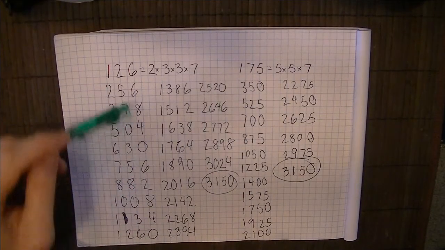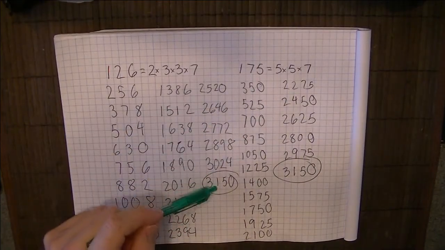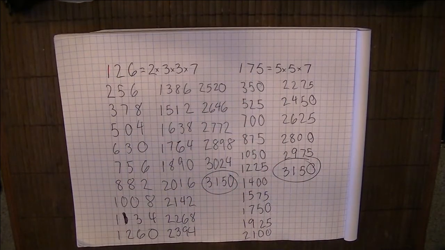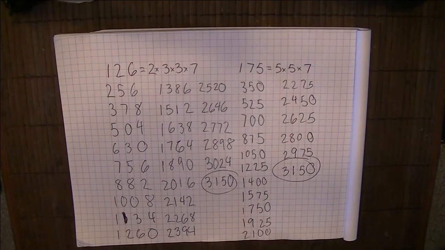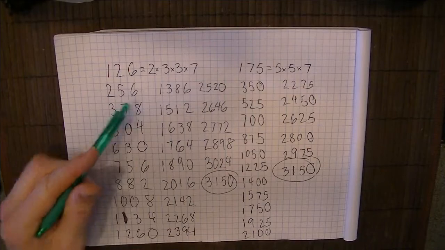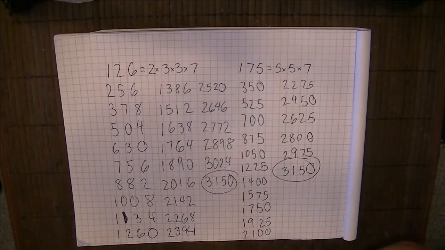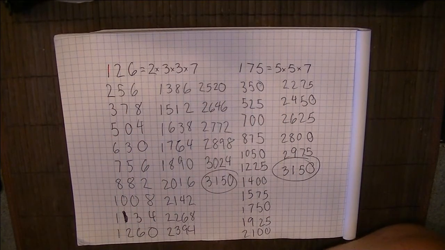So what I've done here is I've just listed multiples of 126 and listed multiples of 175, and I have found a common multiple of 126 and 175. This is the least common multiple. It's the smallest number that both 126 and 175 go into. There's gotta be a better way. All right, so what is the better way?